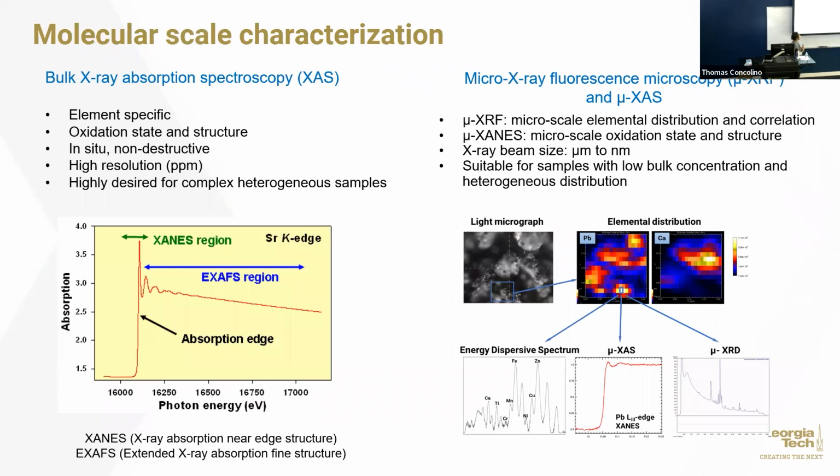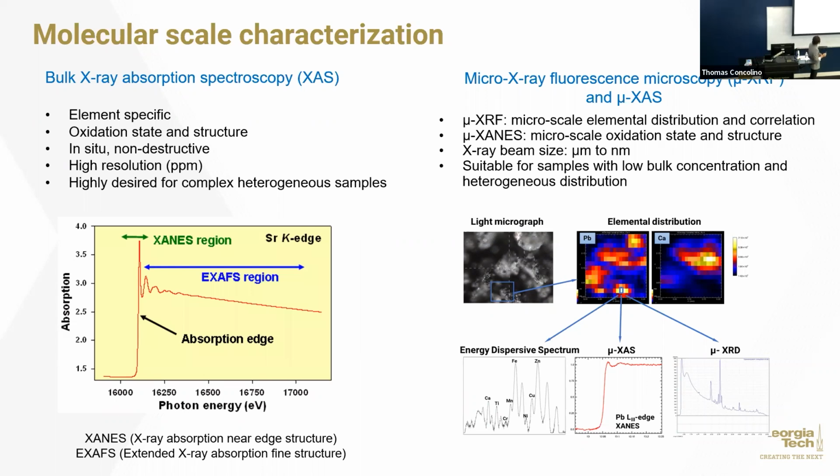And then we further take a look at synchrotron X-ray techniques. We use these techniques for our later characterization as well. So we'll use bulk X-ray absorption spectroscopy, which is an element-specific technique instead of XRD looking at the bulk evolution. Now we're looking at a specific element, in this case REE. We can look at the oxidation state and structure in situ. It's a non-destructive method. It has high resolution, can detect down to very low ppm samples, and is highly desired for complex heterogeneous samples in our case.